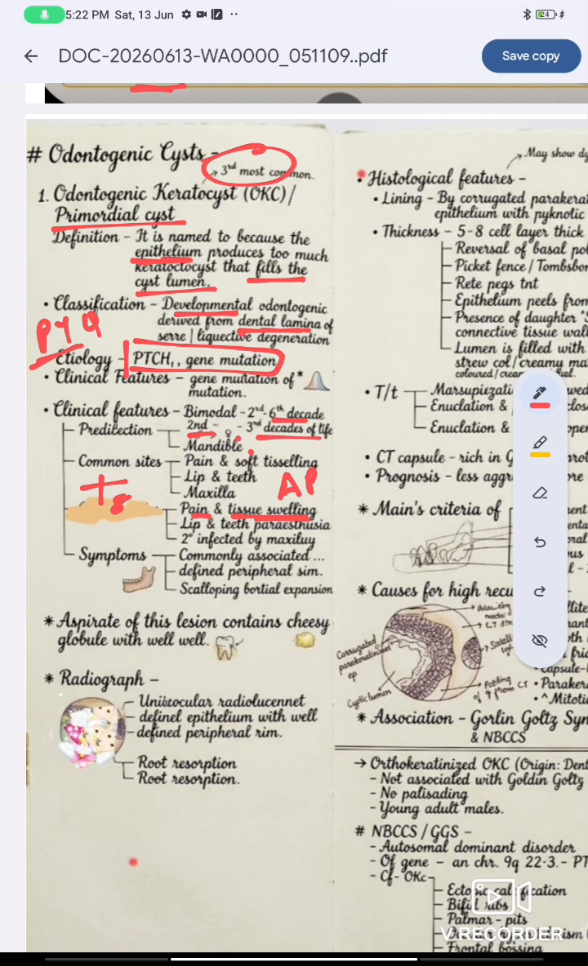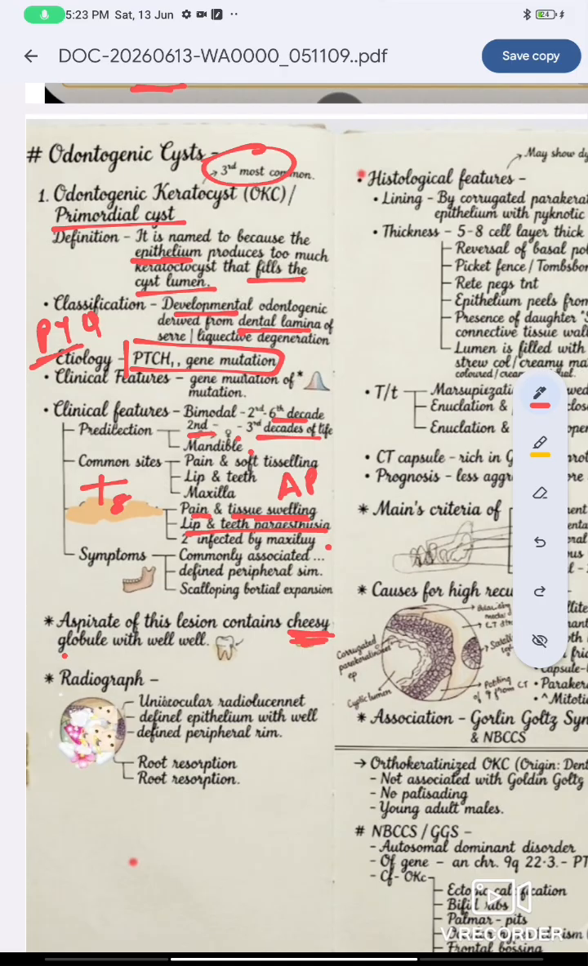Coming to the symptoms, it is also characterized by lip and teeth paresthesia, and it may be secondarily infected. Aspirate of this lesion contains cheesy material. So cheesy material is the characteristic feature of OKC, and also the protein content in the aspirate differentiates it from the dentigerous cyst.